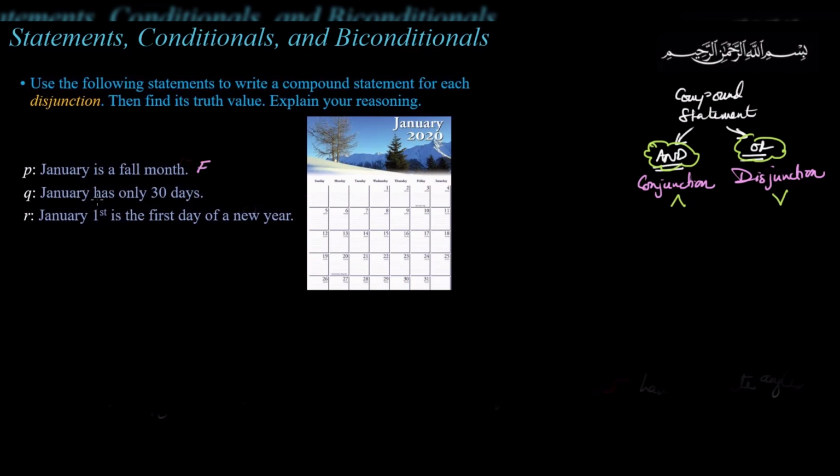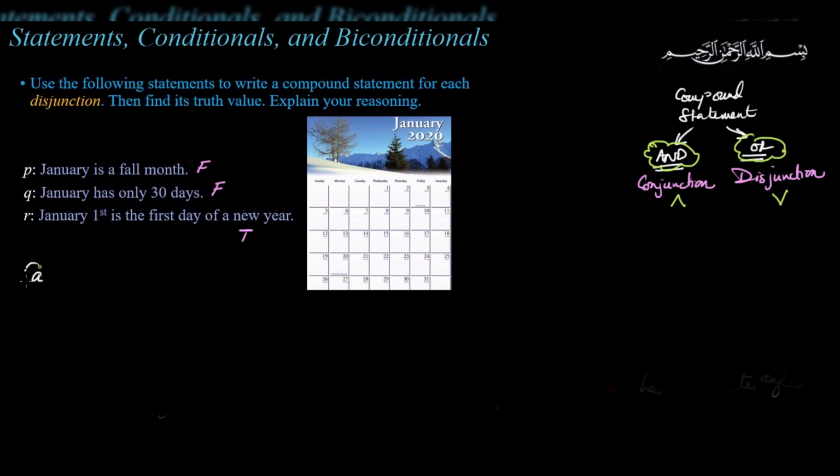January has 30 days. No, January has 31 days, right? So this is also a false statement. January 1st is the first day of a new year, and that's true. So we have determined the truth values of each. Now we are going to make compound statements.